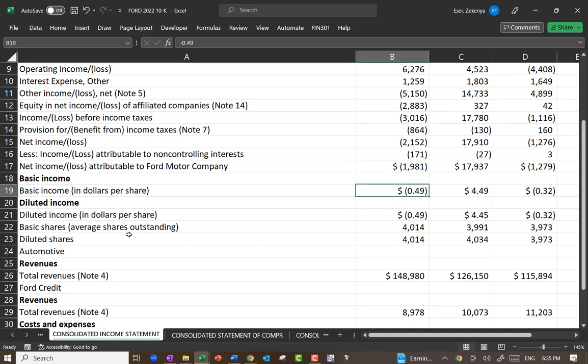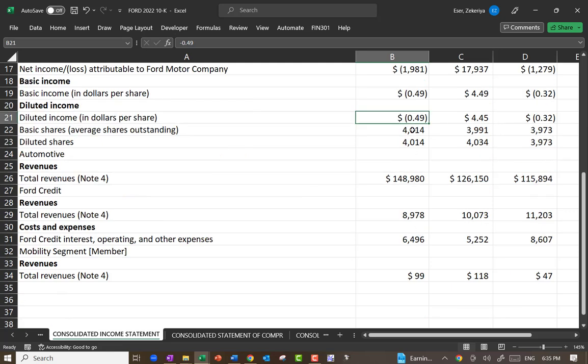This is income per share. We'll briefly talk about what that means. You have diluted income. That becomes an issue when you have a lot of options outstanding and that are also in the money.